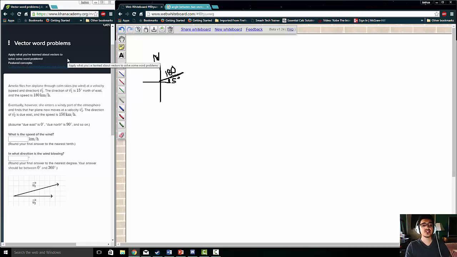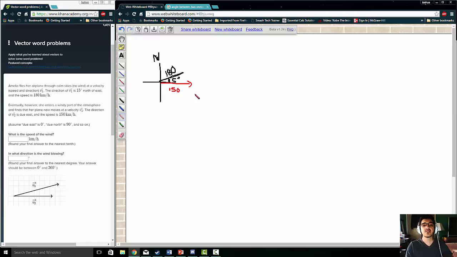Then, eventually she enters the windy part of the atmosphere and finds that the plane now moves at velocity v2. The direction of v2 is due east, and that speed is 150 kilometers. So the plane ends up in this direction, east, with a magnitude of 150.